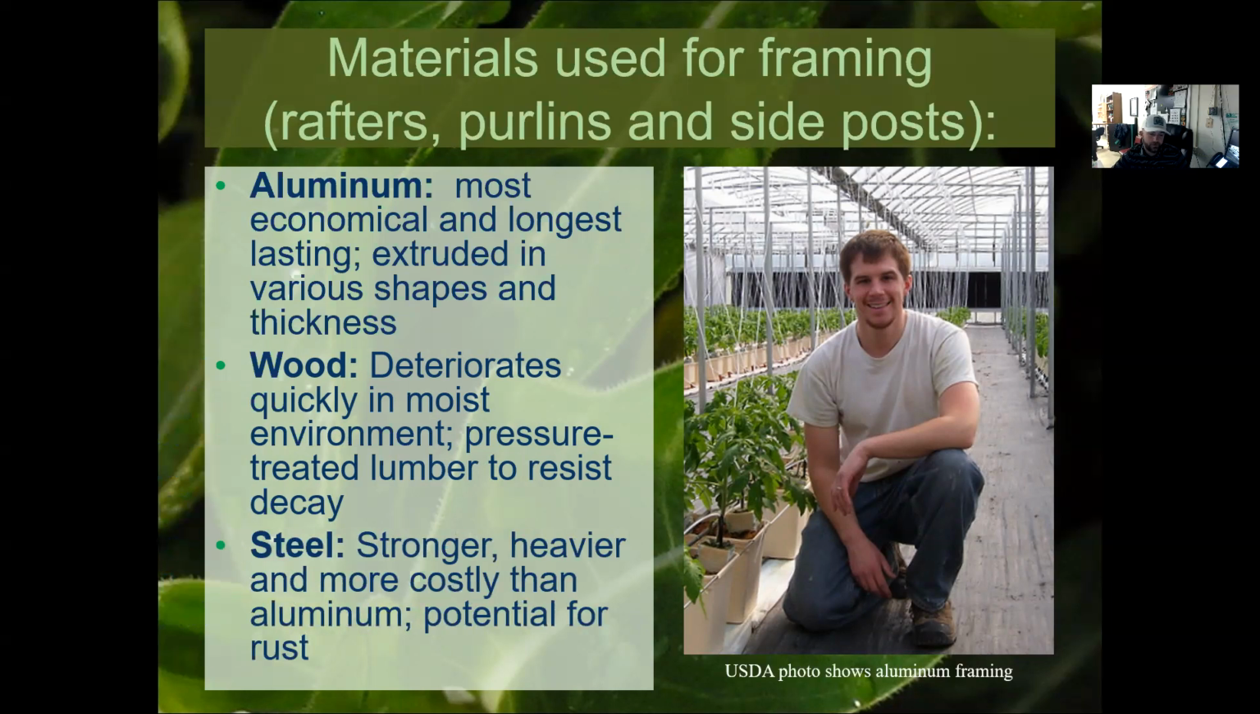And then steel, it's stronger, heavier, and more costly than aluminum, but it has potential for rust. So if you're building a greenhouse, I would definitely recommend spending a little bit more money than wood, but don't buy steel because rust over time is going to decay, and eventually you're going to replace that as well.